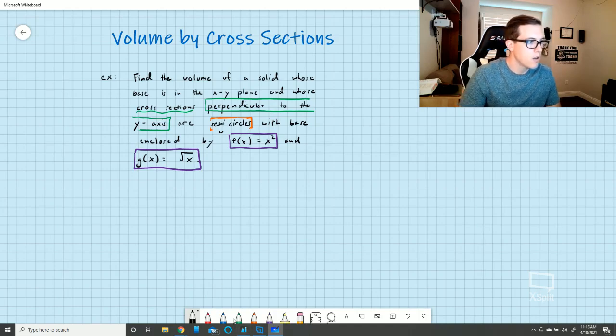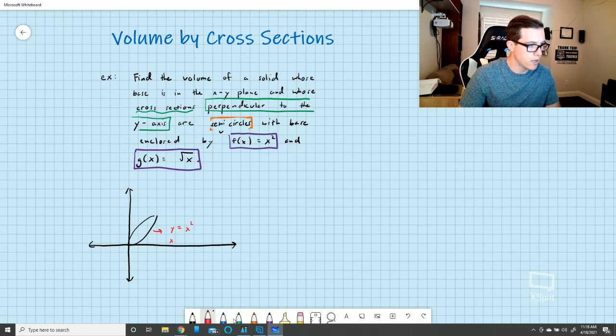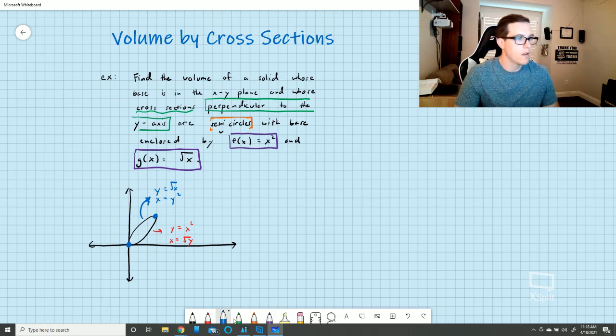So again, once you get good at this, you don't need to show that you're doing every single step. Typically, the best thing to do is graph it like I did in the last step. Talk about what your curves are. So this curve is y equals x squared, or x equals root y. This curve is y equals root x, or x equals y squared. Bounds, we already remember 0 to 1 for both. Okay, so what's different about this problem?